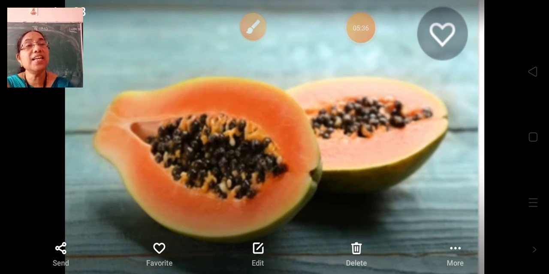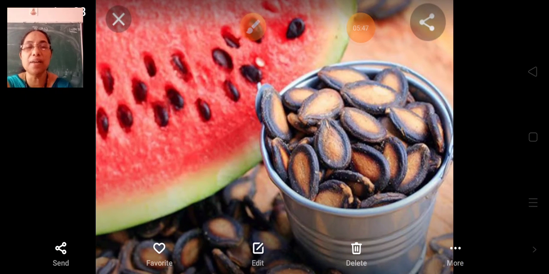While others have many seeds, like papaya and watermelon, they have many seeds inside them. Right? Students, some fruits have one seed inside them, some fruits have a few seeds inside them, and some fruits have so many seeds inside them.